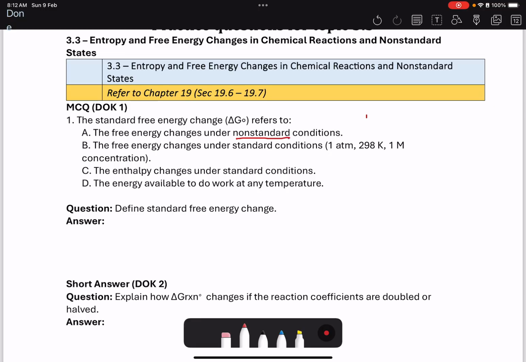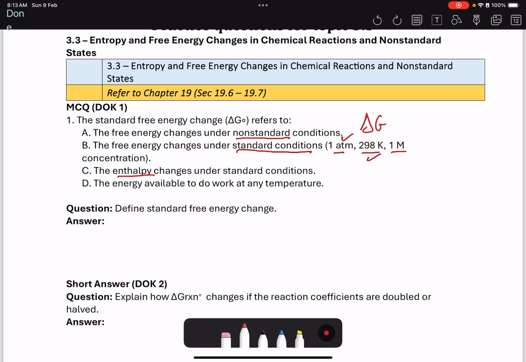No, because the one under non-standard would be without this sign. The free energy changes under standard conditions, and the standard conditions are 1 atmosphere, a temperature of 25 degrees Celsius, 1 atmosphere for gases, and if I have solutions, it will be 1 molar.